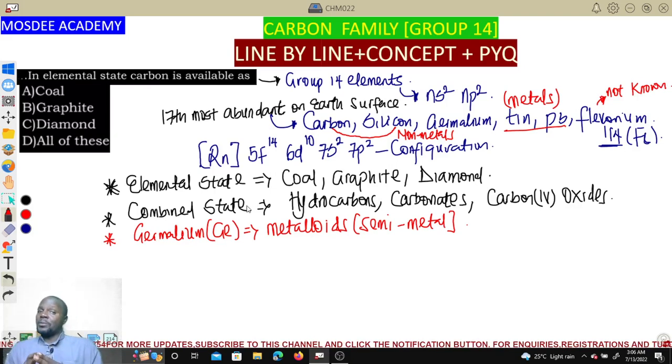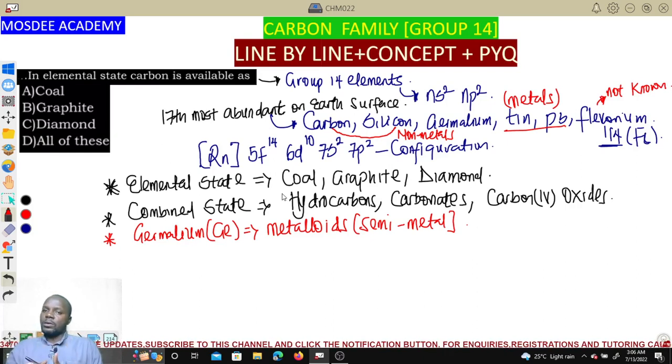There are a lot of uses of carbon because carbon has a tendency to combine with different elements. It is also the basic, major source of organic chemistry. You know that. When we talk about silicon, pure silicon is mostly used as a semiconductor. I said they are semi-metals, so they are used as semiconductors. In your physics concept, you might have studied intrinsic and extrinsic semiconductors.